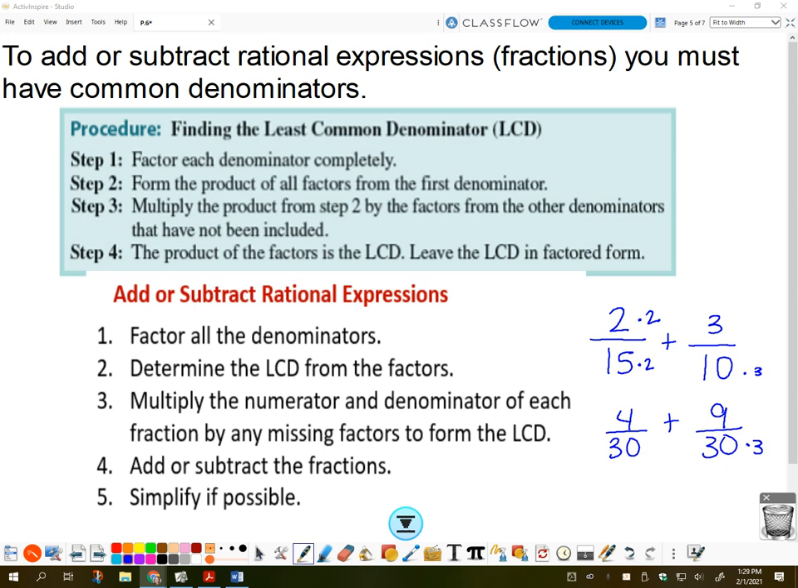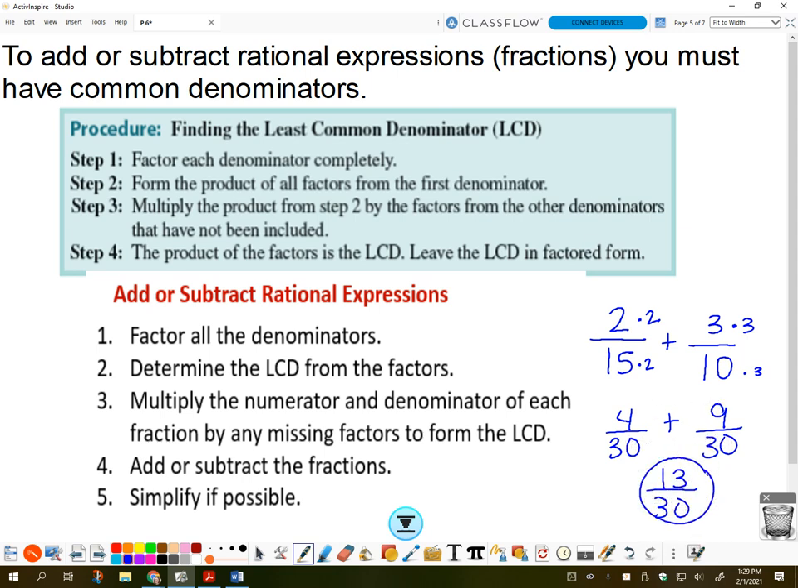So we get 3 times 3 is 9. Okay, sorry, somebody knocked on the door. I probably put this in the wrong place, didn't I? You did 10 times 3, so then you're going to have to do 3 times 3, and that's where the 9 comes from. And then you can keep that denominator and combine the numerator. So 9 plus 4 is 13.